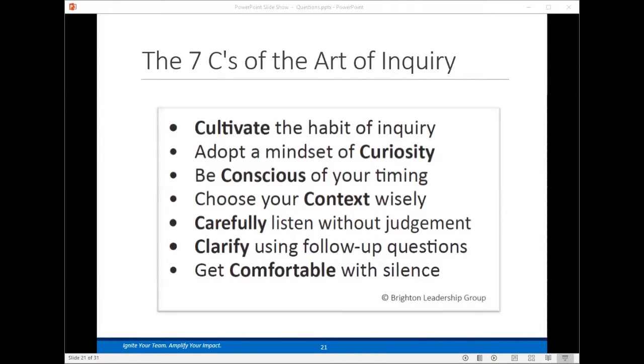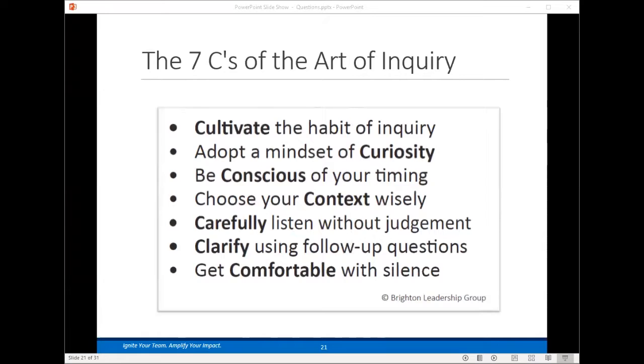Because sometimes, have you experienced this, Bob, where people will give you an answer and they're almost like, do you really want to know, or are you just being polite? Sure. And that's a great opportunity for us to say, I need to hear more. Please keep talking.